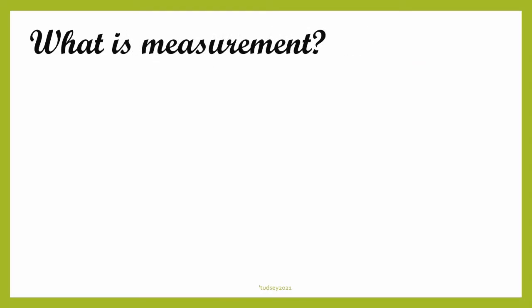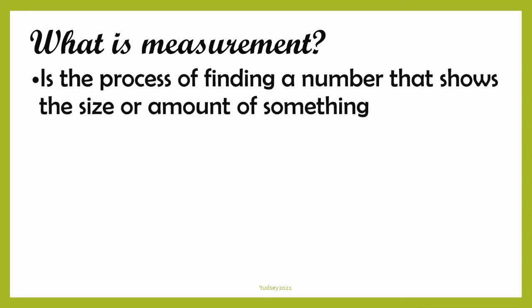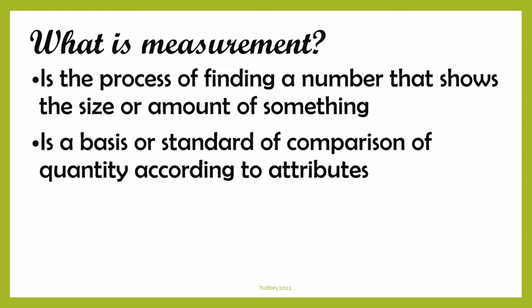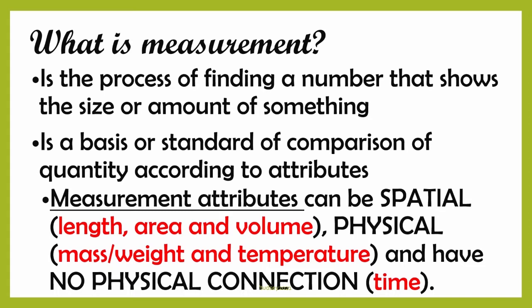What is measurement? Measurement is the process of finding a number that shows the size or amount of something. It is a basis or standard of comparison of quantity according to attributes. Measurement attributes can be spatial, either length, area, and volume; physical, mass and temperature; and have no physical connection, time. Before we can compare measurement, we must first know the attribute of the object.